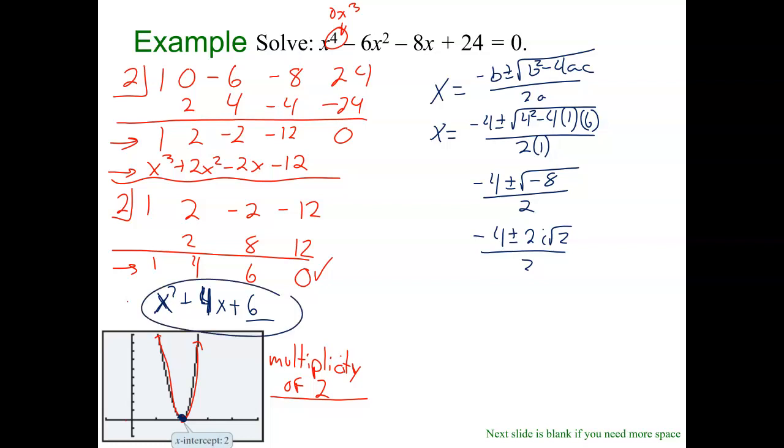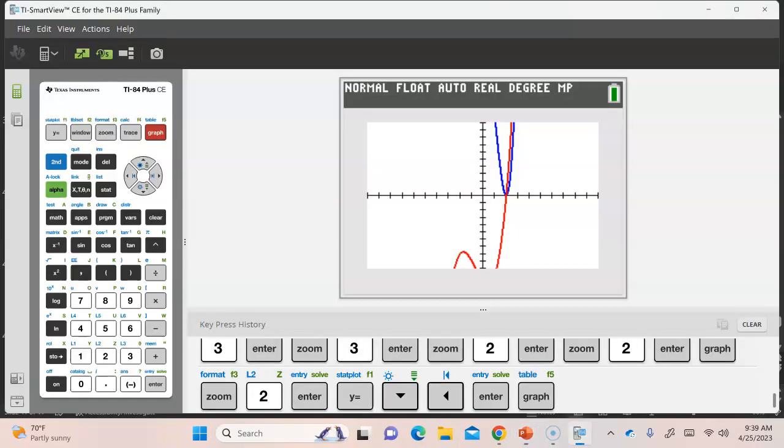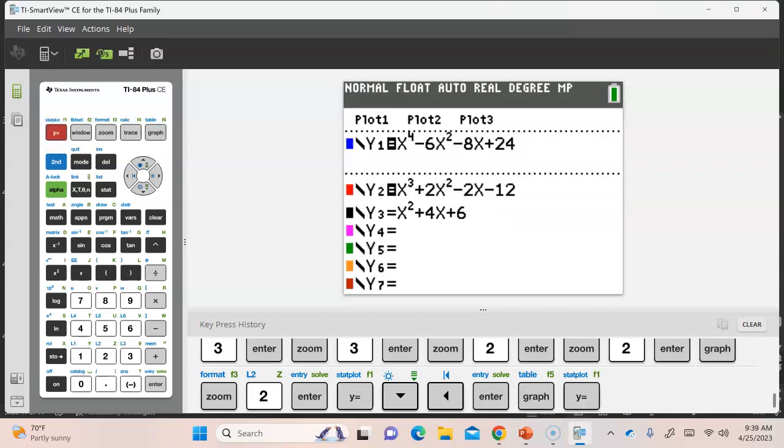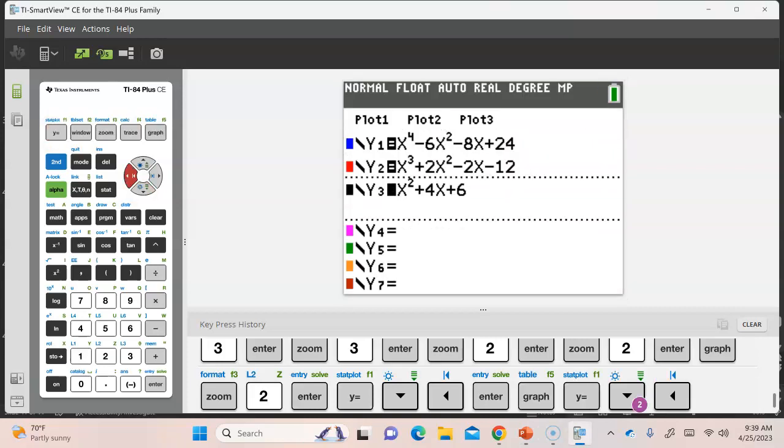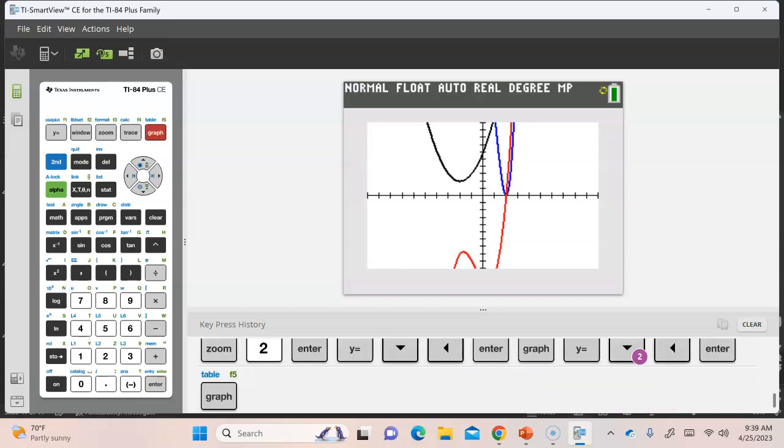Let's graph this real quick, the x squared plus 4x plus 6, and see how this transforms as we keep taking out roots, as we keep finding more and more roots and factoring our quadratic. So I'm going to graph that last one. The black line there is that quadratic. Where does it intersect the x-axis? Nowhere.